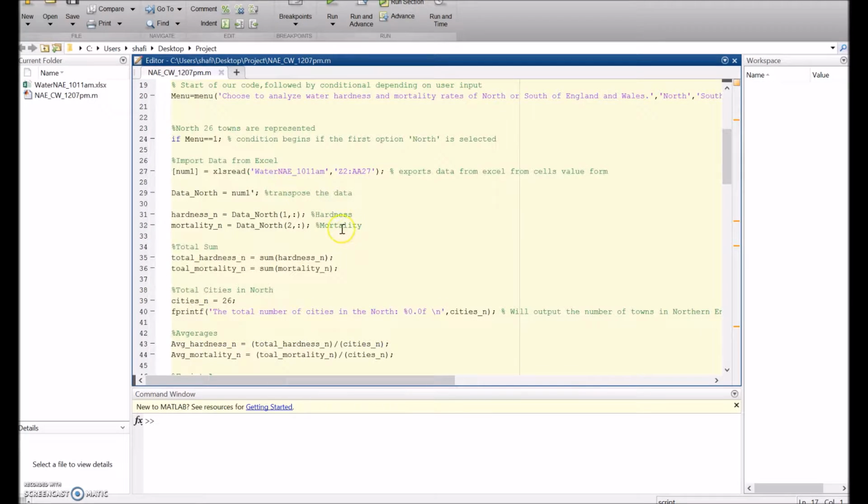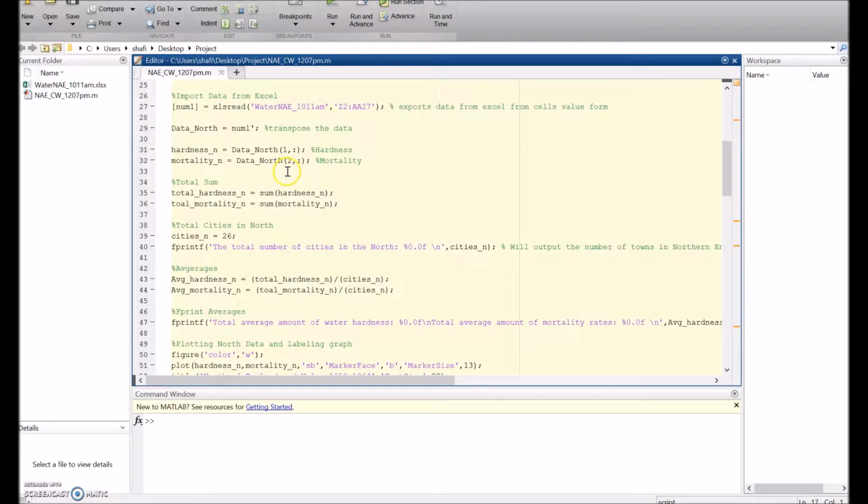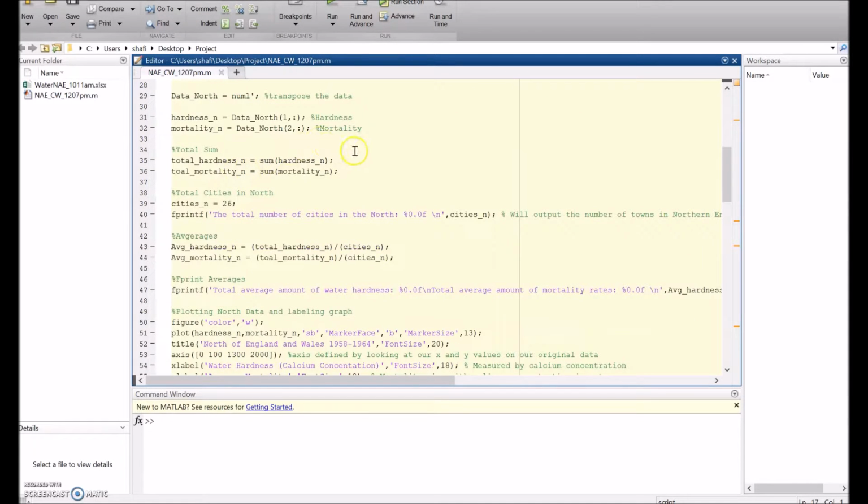From there, if the user chose option 1, which was north, we would import our data, and then we'd have to transpose it in order to manipulate it more easily. And after that, we wanted to sum up the totals: total hardness along with total mortalities. The reason we did this is so we can further manipulate the data to give the user more information.